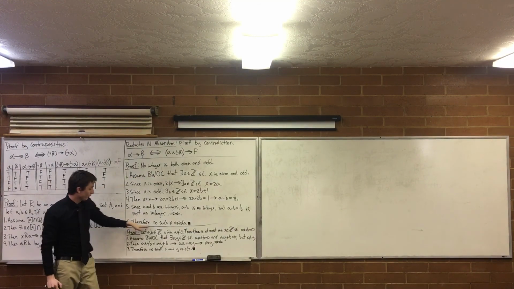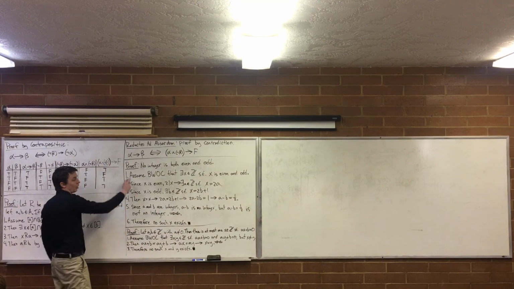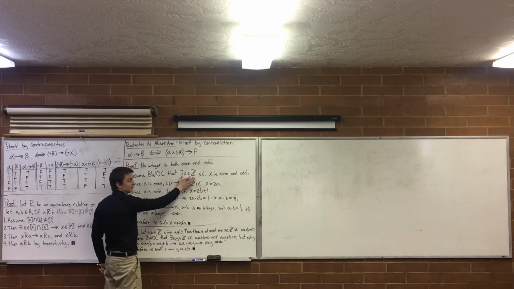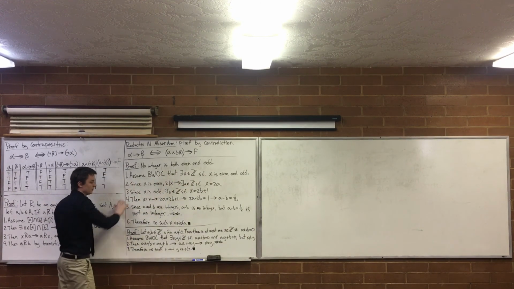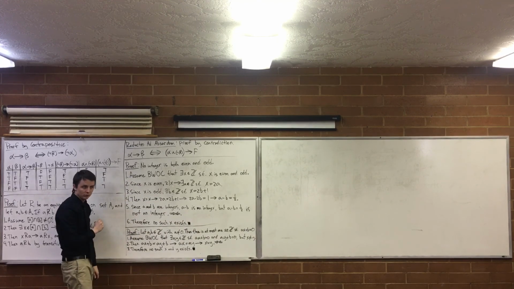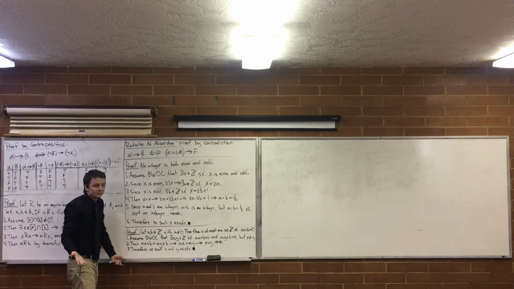So, therefore, no such x exists. We started out assuming by way of contradiction that there is some x that's both even and odd, and we showed that that's impossible. Therefore, there isn't an x that's both even and odd.